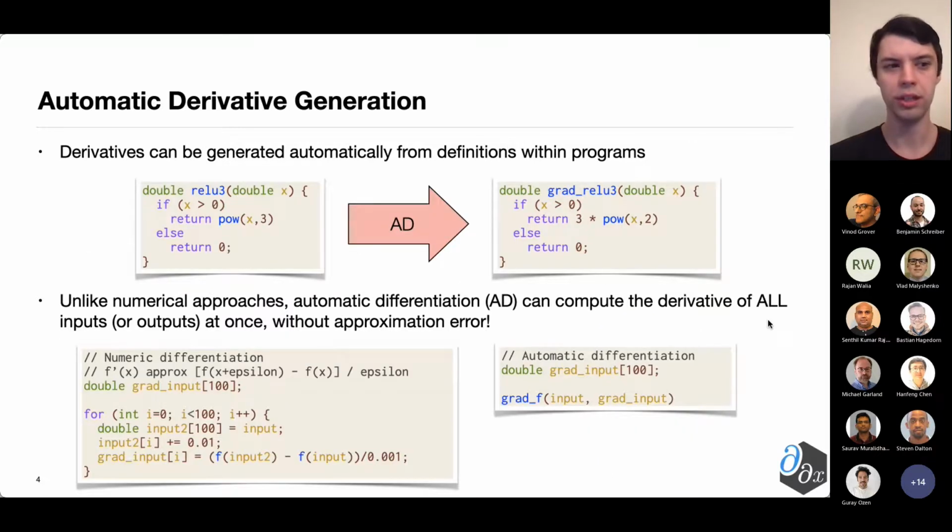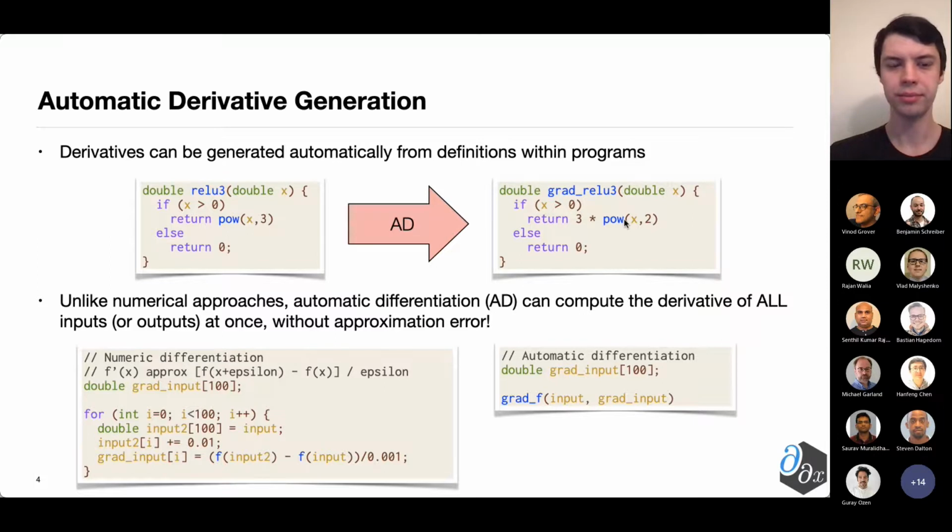What's really cool is you can build a program that takes another program's function and then automatically generates the derivative of that function. So for example, we have this code here on the left, this ReLU3, which says if x is greater than 0, return x cubed, otherwise return 0. And we can run a program transformation to get the corresponding gradient of this function, which instead of returning x cubed, returns 3x squared at the corresponding location.